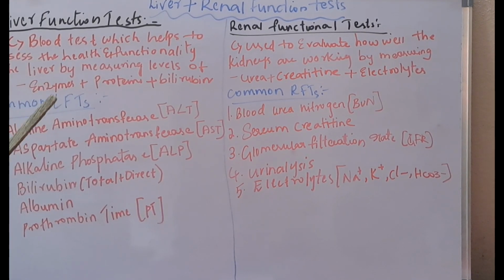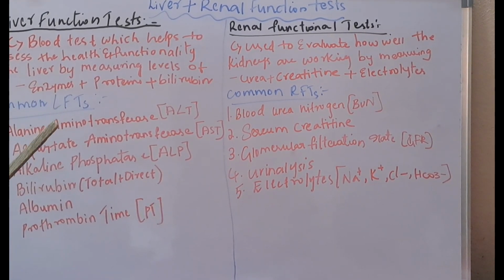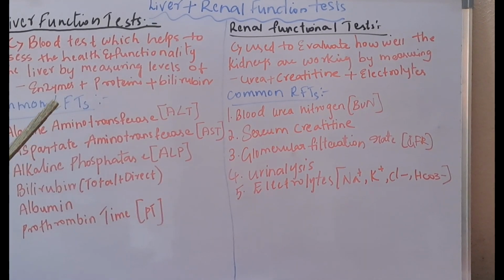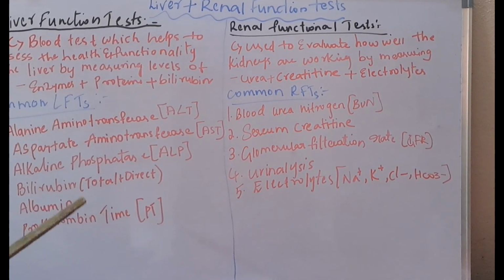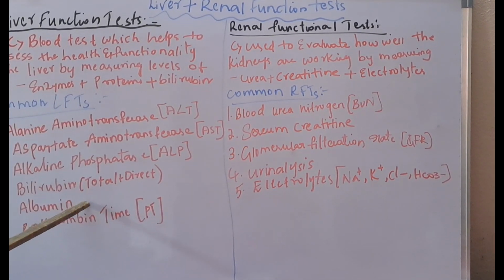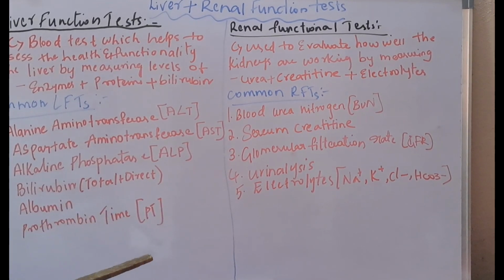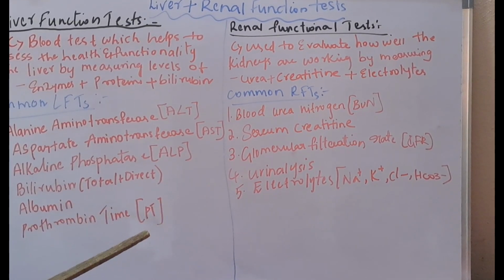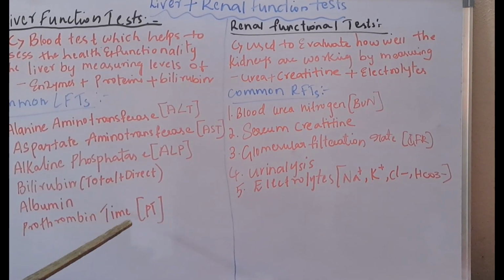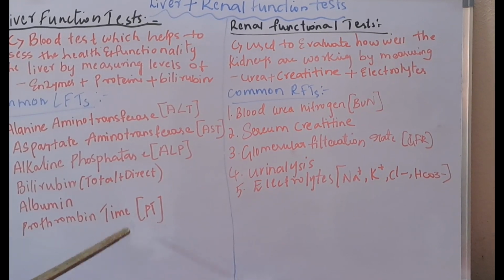So to know that problem, if the albumin is at a very low level, then it suggests a case of chronic liver disease. Okay, and the next is prothrombin time.